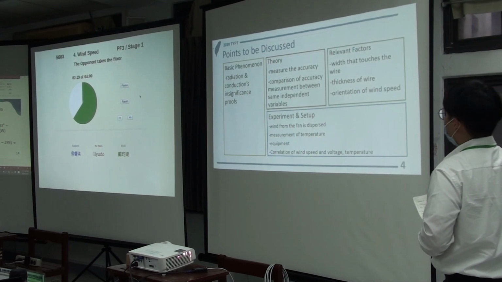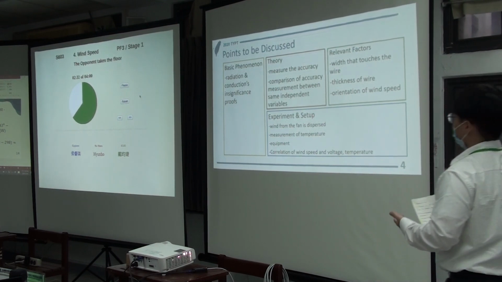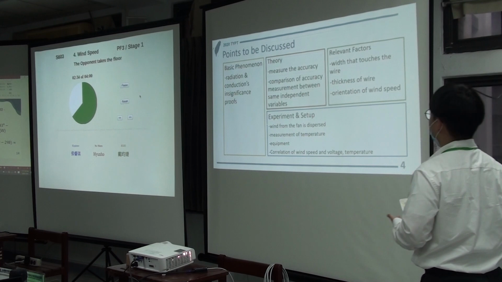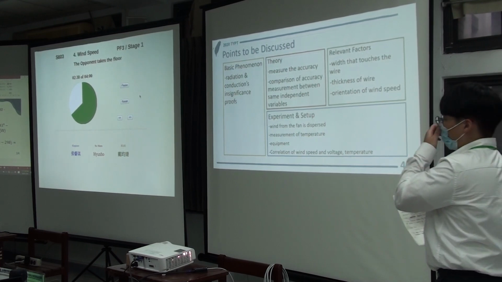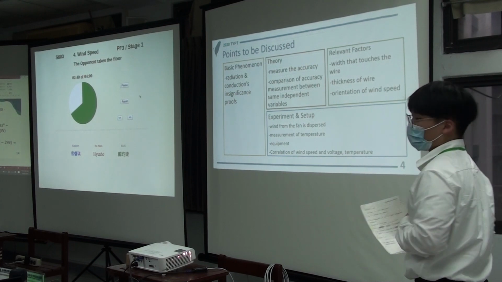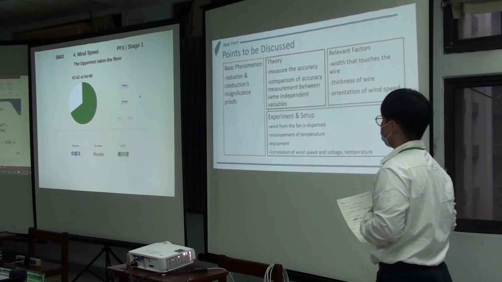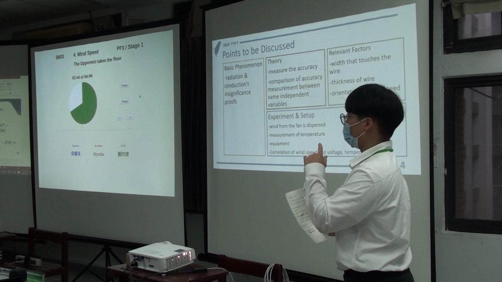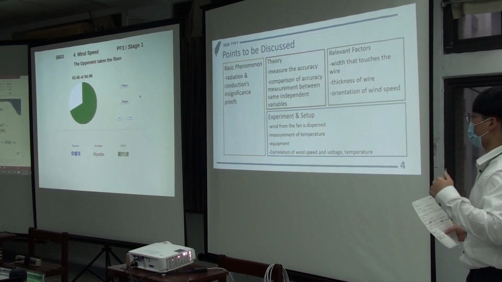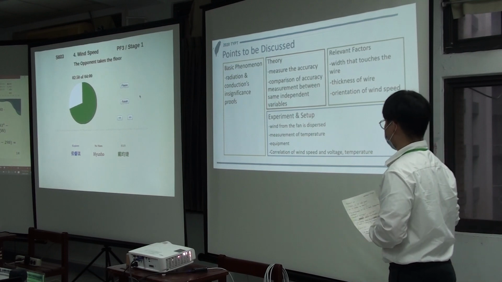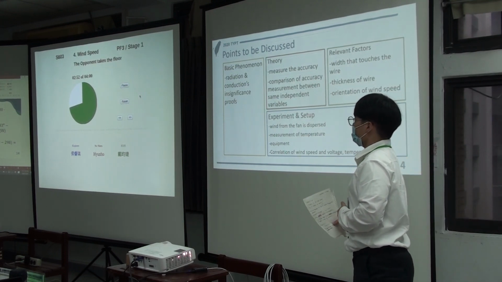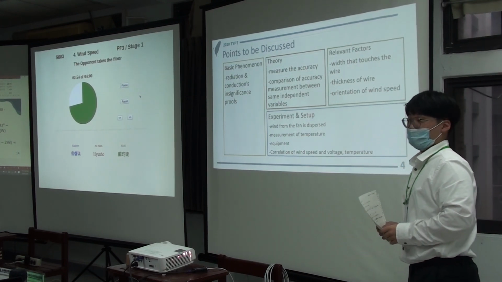I also want to talk about the relevant factors that touch the wire, the thickness of the wire, and the orientation of the wind speed. After looking at the experimental setup, I want to talk about how the wind from the fan is dispersed, the funneling issue, and also the measurement of temperature, equipment, and correlation of wind speed and voltage temperature. So I'll jump into the discussion with the reporter.